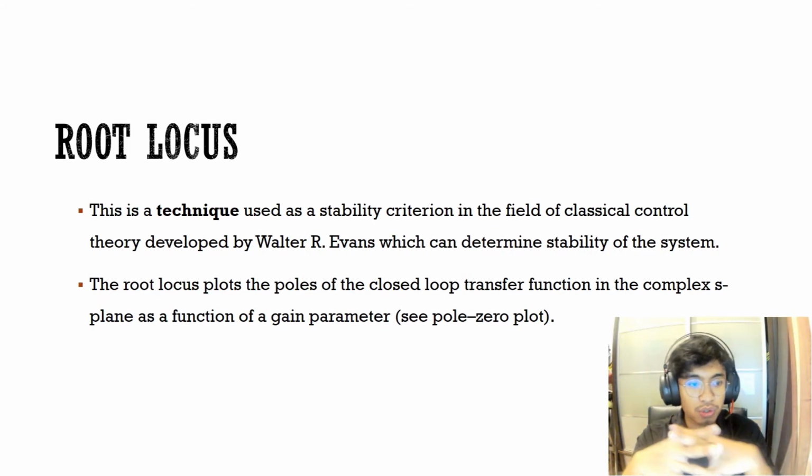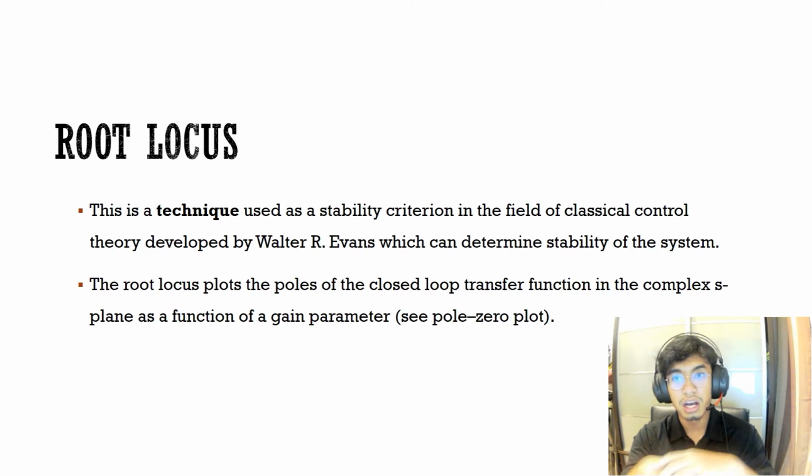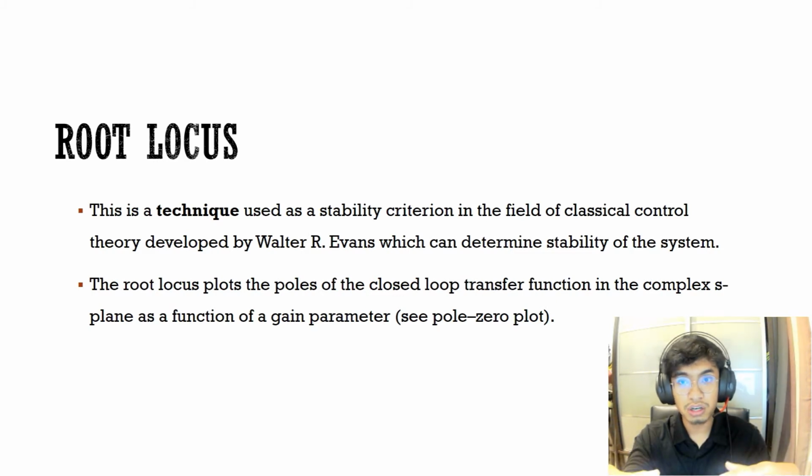Okay, so root locus is a technique used as a stability criterion in the field of classical control theory, developed by Walter R. Evans, which can determine the stability of the system. When we create a root locus based on our transfer function, we can observe the stability of our system by looking at the plot of the root locus.